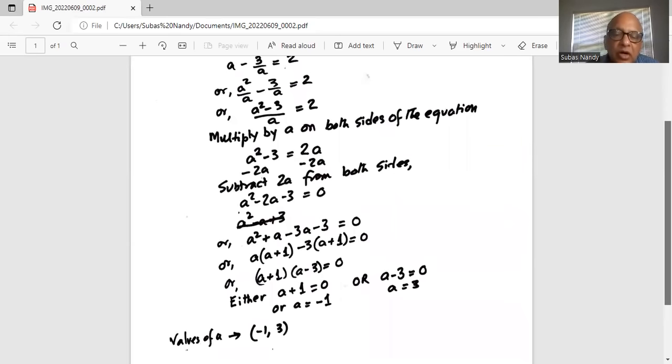So either a plus 1 is equal to 0. You subtract 1 on both sides and you get a is equal to minus 1. Or a minus 3 is equal to 0. You add 3 on both sides and get a equal to 3. So what are the possible values of a for which f of a is equal to 2? They are minus 1 and 3. And you write it like this in parentheses, minus 1 comma 3, which means these are the two values of a for which f of a is equal to 2.